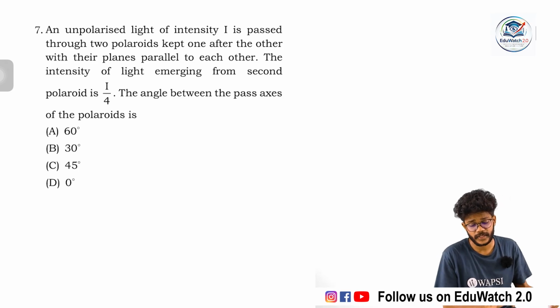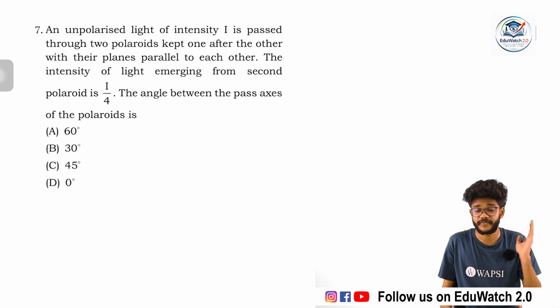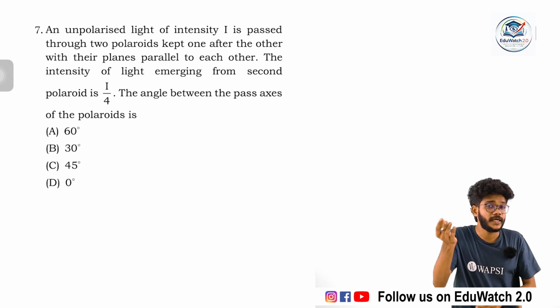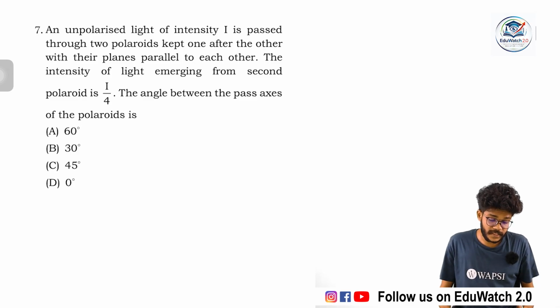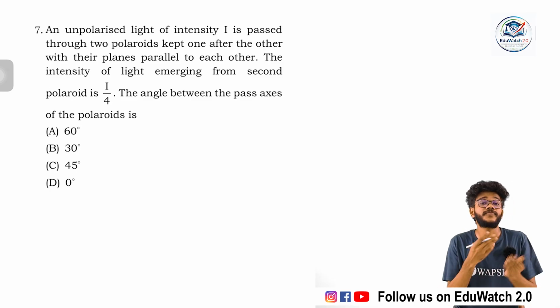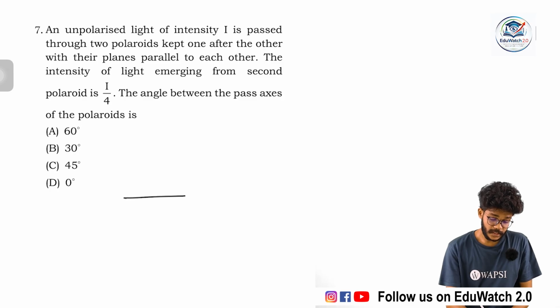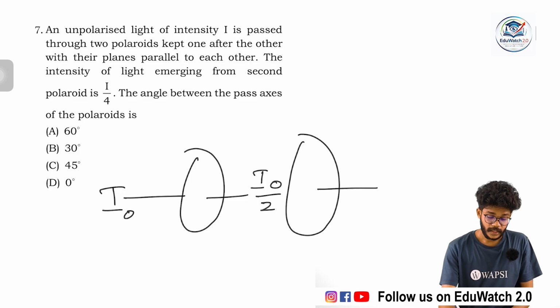An unpolarized light of intensity I is passed through two Polaroids kept one after the other. After the first one, the intensity will be I by 2, you know that. The intensity of light emerging from the second Polaroid is I by 4. We want to find the angle between them. So let the incident intensity be I0, after the first Polaroid it is I0 by 2, and after the second Polaroid it is I0 by 4.